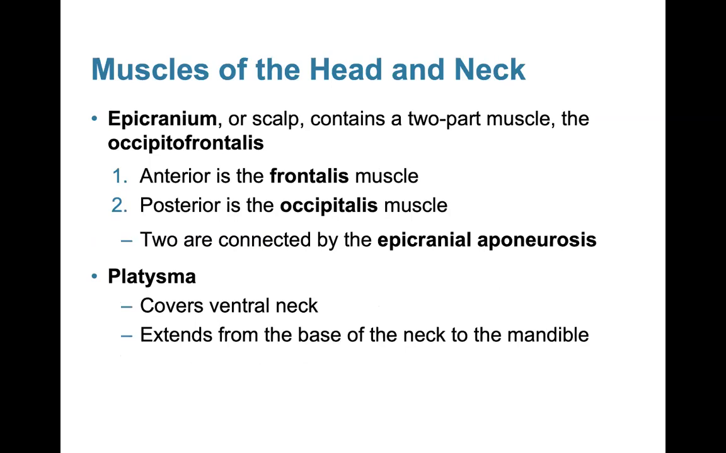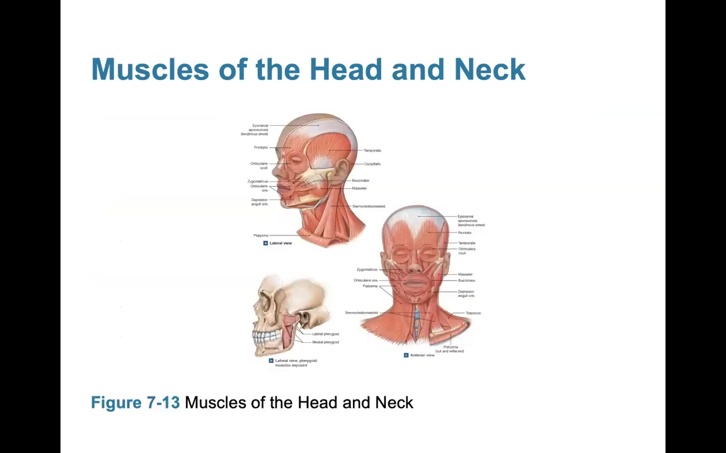Now looking at the epicranium, or scalp, contains a two-part muscle that is referred to as the occipitofrontalis. The anterior portion of this muscle is the frontalis muscle. The posterior is the occipitalis muscle. And the two are actually connected by a connective tissue sheath referred to as the epicranial aponeurosis. The platysma covers the ventral neck, and it extends from the base of the neck to the mandible.